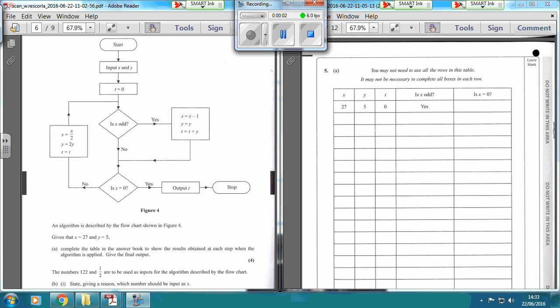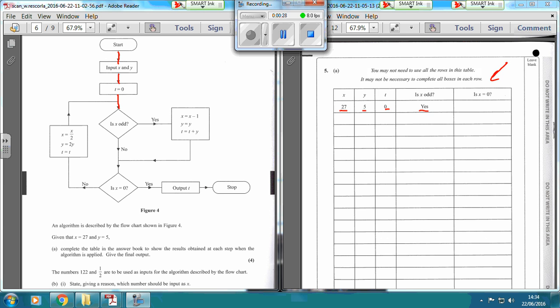Okay, for only the third time in recent years, they stuck in a flowchart algorithm question that you had to use this trace table to try and work out. So, question five, it starts off by putting in 27.5 and t into it for you. So, what we're going to do is follow through the flowchart, going through what they've done so far. So, they've inputted x and y, they've set t equal to 0.